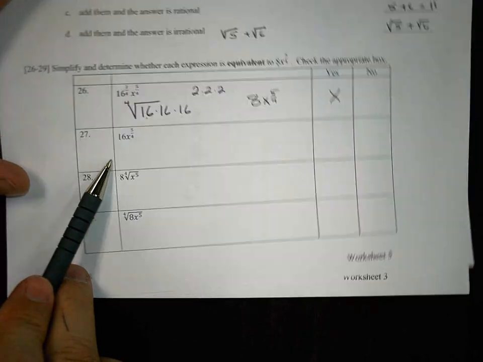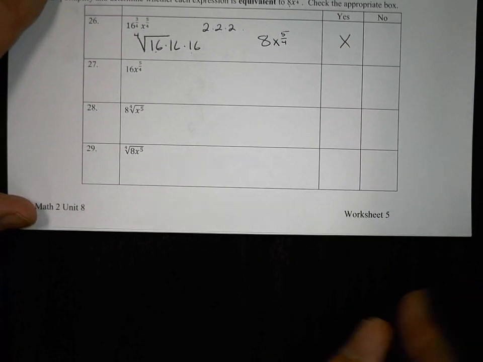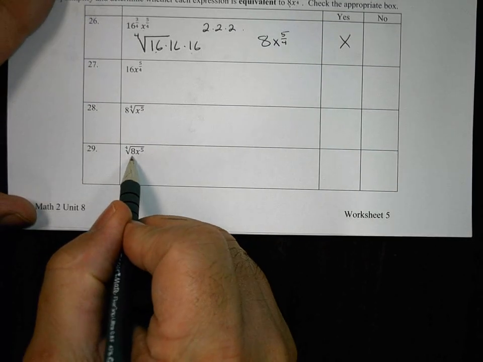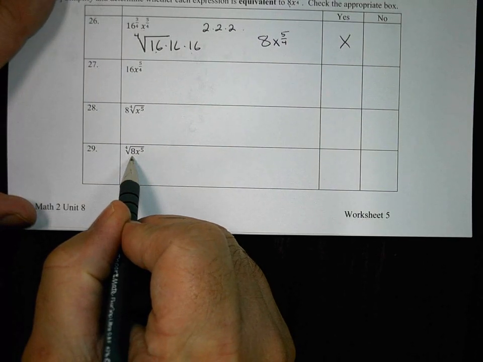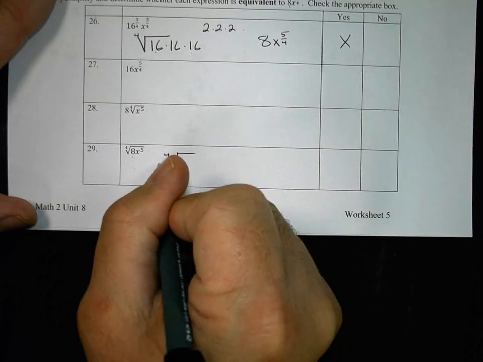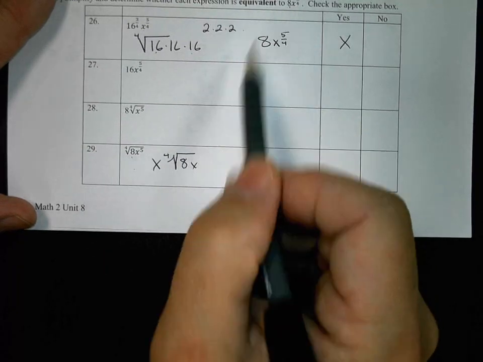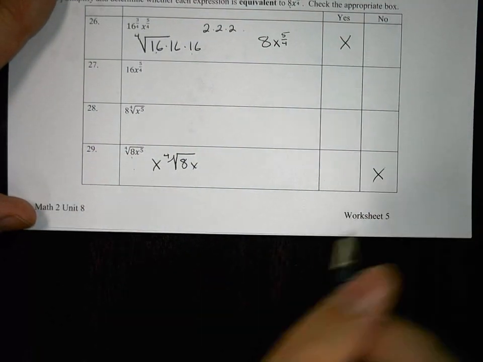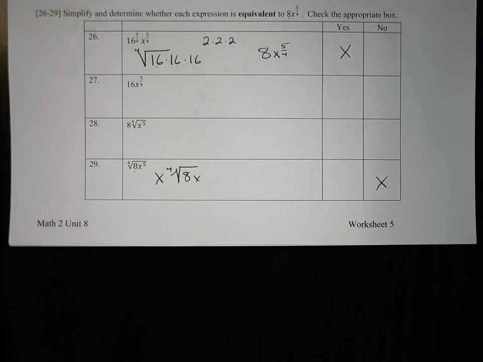All right, I'm going to leave 27 for you to do because I kind of messed up and did an even one there. And I'm going to do 29. All right, so the 4th root of 8, well, that guy cannot be simplified. If I simplified this guy, it would be the 4th root of x times the 4th root of 8x. These two are not the same, so we are a no there. I'll leave 27 and 28 for you to do. All right, thanks for playing along.